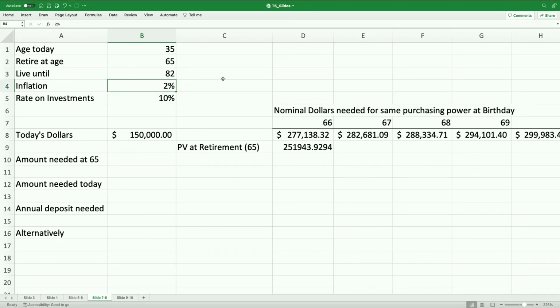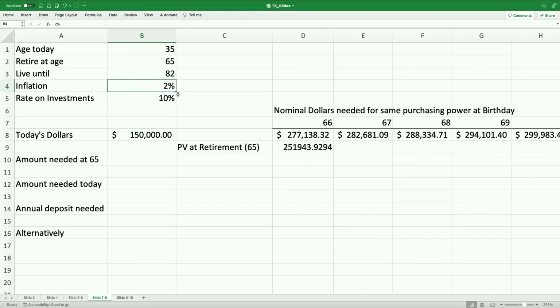Inflation is 2% per year, and the rate you can earn on your investments, this is going to be our discount rate, the rate at which we move money forwards and backwards through time, is 10%. Okay? All right. So the first question says, what is the stream of nominal dollars you need at your 66th birthday, your 67th birthday, 68th birthday, so that it would be as if you had $150,000 in terms of purchasing power today?